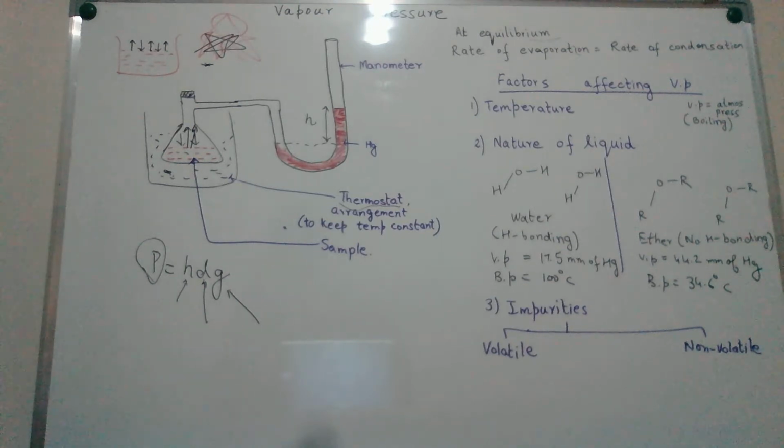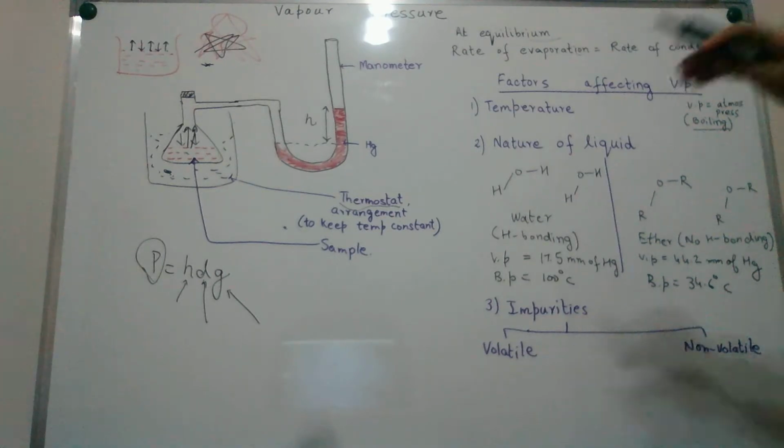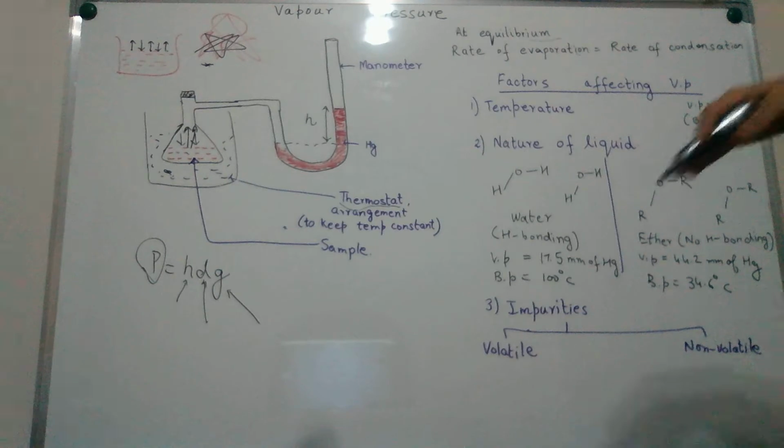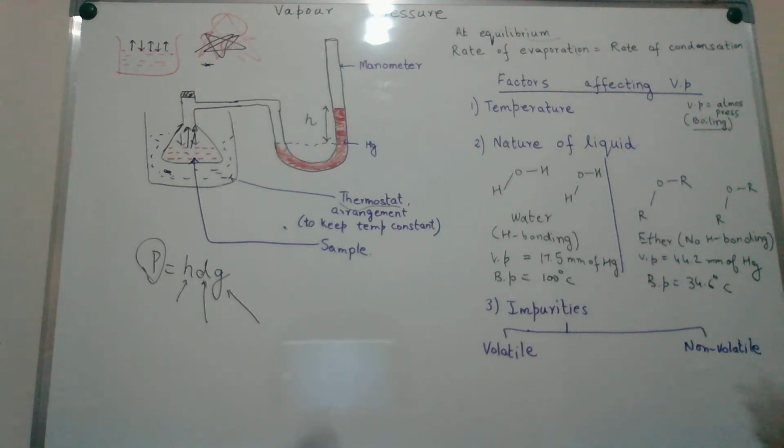Now, once this is achieved, this liquid starts boiling, and that temperature at which the vapor pressure of the liquid becomes equal to the atmospheric pressure is what we call the boiling point of the liquid. So with this experimental setup, we can also determine the boiling point. So boiling point is the temperature at which the vapor pressure of a liquid becomes equal to the atmospheric pressure.